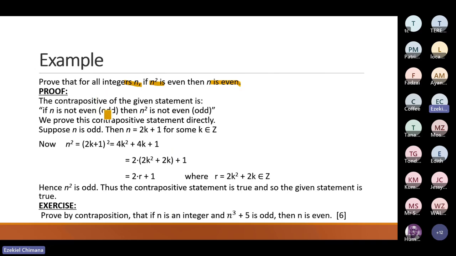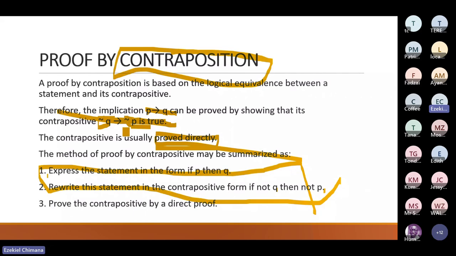So how do you prove it? By contraposition. The contrapositive of the given statement is: if n is not even, which means if n is odd, then n squared is odd. Remember, if n squared is even, then n is even. So for the contrapositive of this statement, you take this Q and negate it to imply the negation of this P. So you are just reversing, taking the negation of Q implies the negation of P.